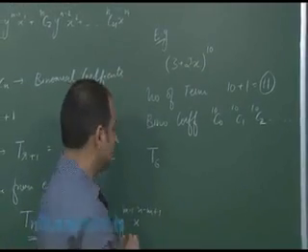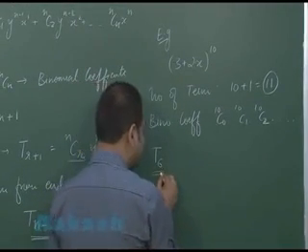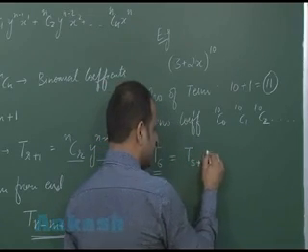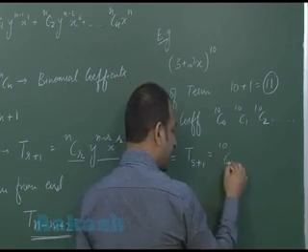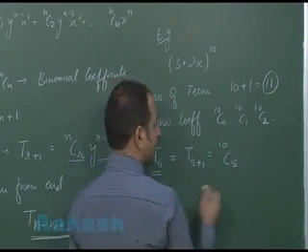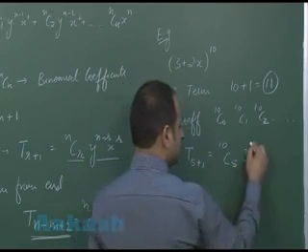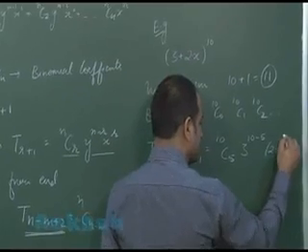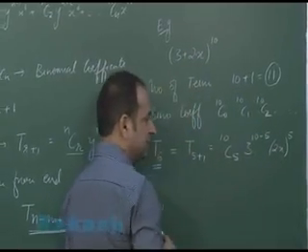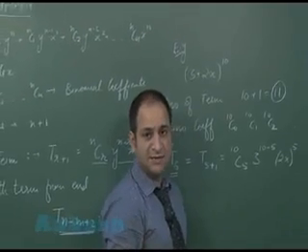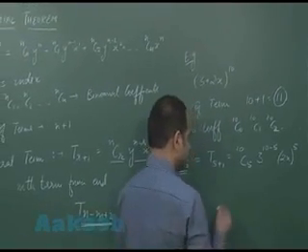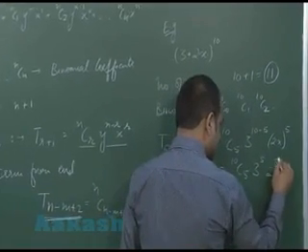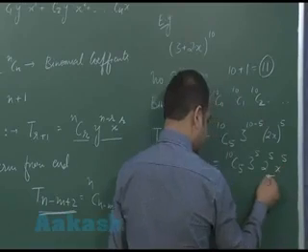If you want to find out the 6th term from the beginning, we write it as t6. t6 means the value of r is 5, that is 5 plus 1. So it will be 10c5, 3 raised to the power 10 minus 5, and 2x raised to the power 5. This is the 6th term. Please understand, 6th term from the beginning. So this is equal to 10c5, 3 raised to the power 5, 2 raised to the power 5, x raised to the power 5.